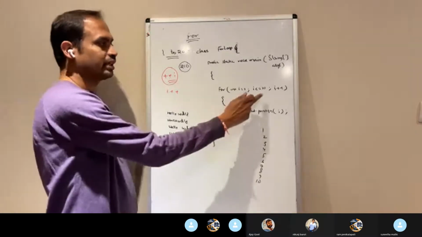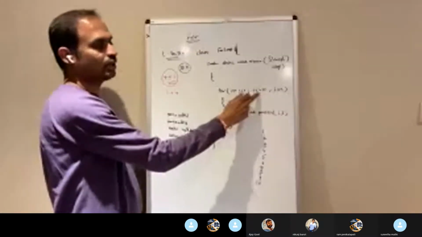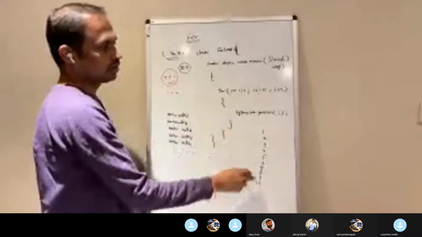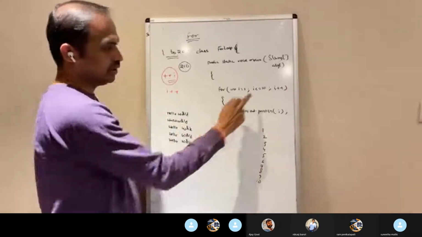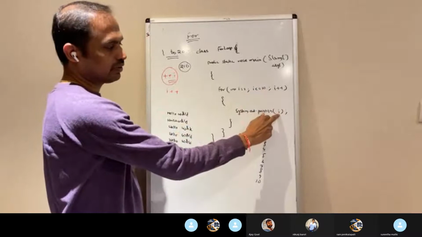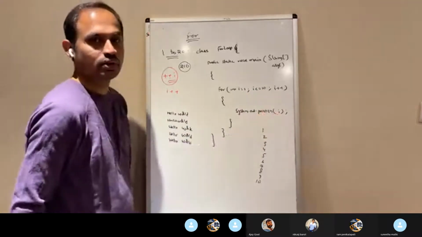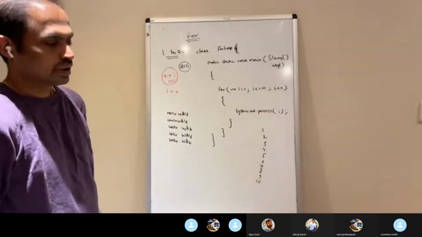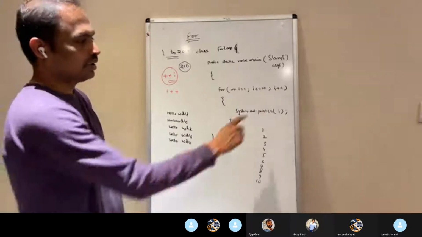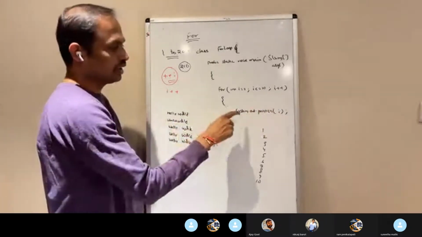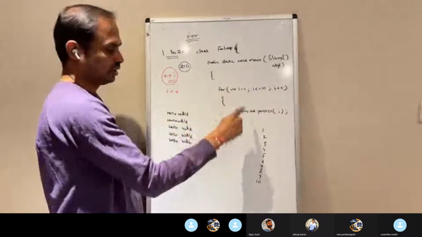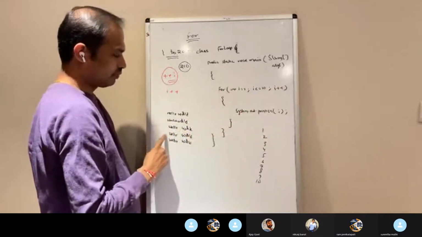Just you need to change the condition to print 5 times. So we are trying to print 10 times, right? So we need to print only 5 times. We need to change the condition, and instead of i, we need to print hello world. Instead of printing i, keep it in double quotes hello world, then it will loop 5 times and print hello world each time.